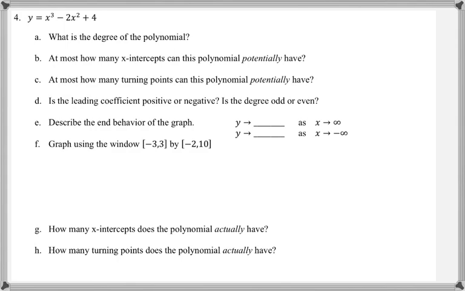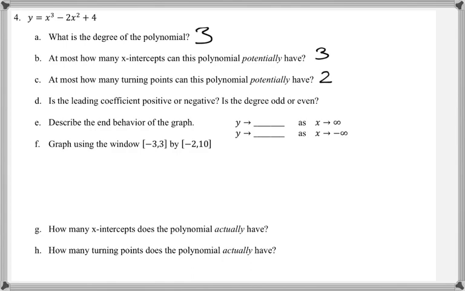Okay, so we're given a function and we're doing a complete analysis of the graph, of a lot of the behavior of it. First of all, what is the degree of the polynomial? Well, this is a degree 3 because that is our highest power. At most, how many x-intercepts can this polynomial potentially have? That would be 3 because it's whatever the degree is. And at most, how many turning points can this have? It is 2 because you take 1 away from that.